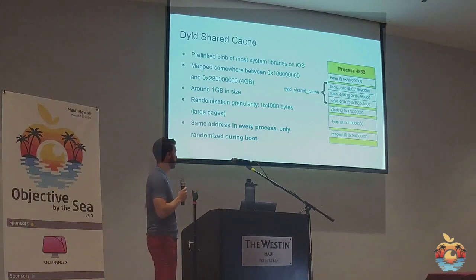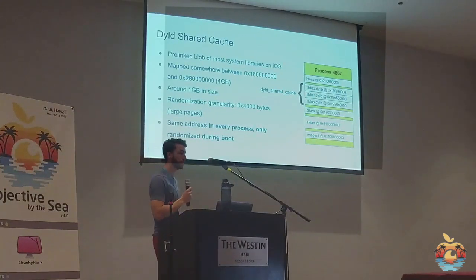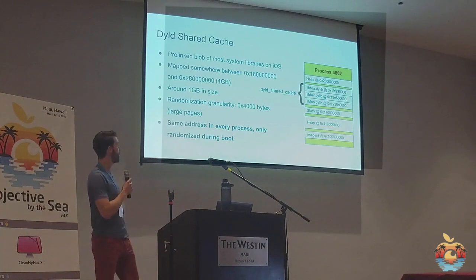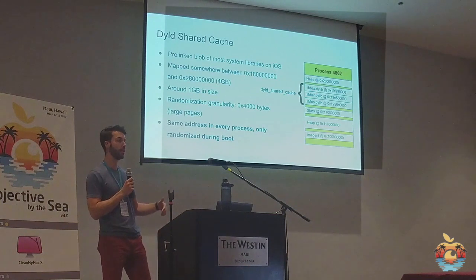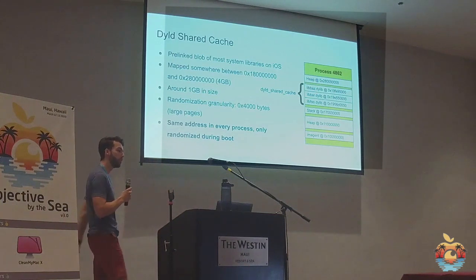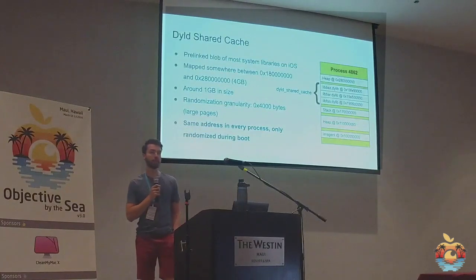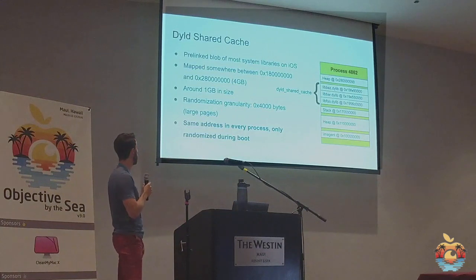It's gigantic, it's like a gigabyte or so in size. And it has a couple of interesting properties for security researchers. First thing is it's always mapped between hex 1870s and 2870s. So there's only a 4 gigabyte region in which this 1 gigabyte thing will live. It's randomized, the granularity of randomization is hex 4000. That's large pages on iOS.